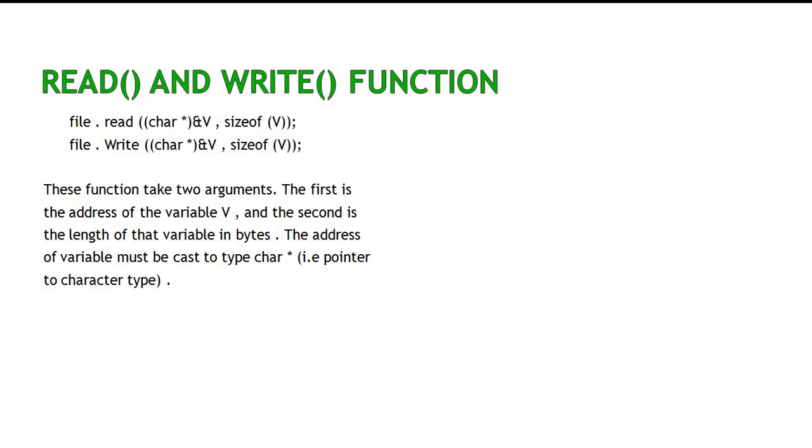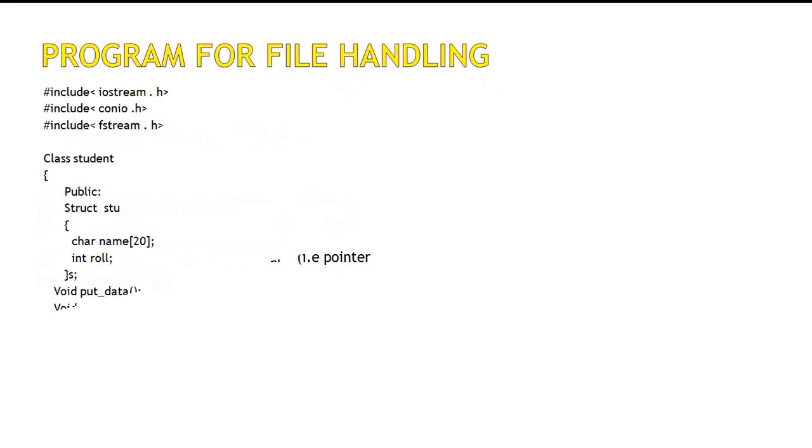These functions take two arguments. The first is the address of the variable and the second is the length of the variable in bytes. The address of the variable must be cast to type char*, that is, a pointer to the character type.